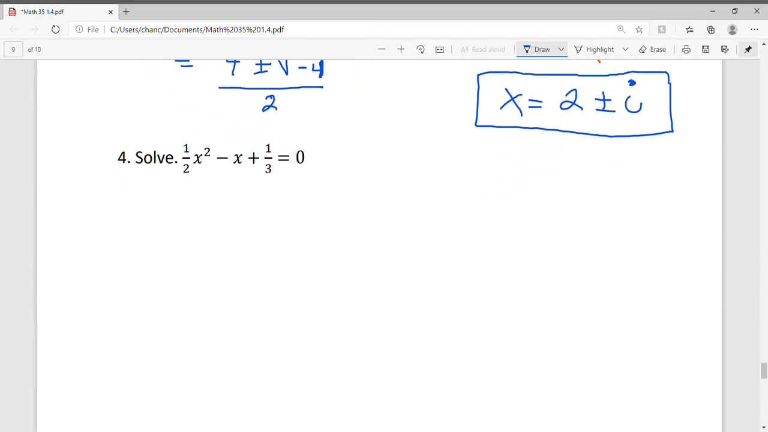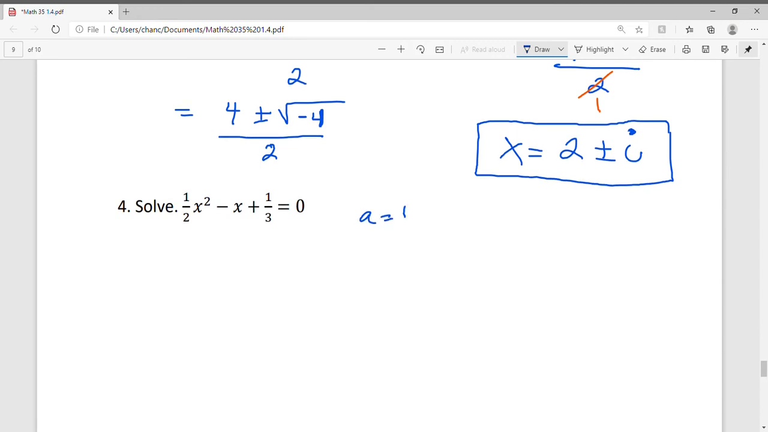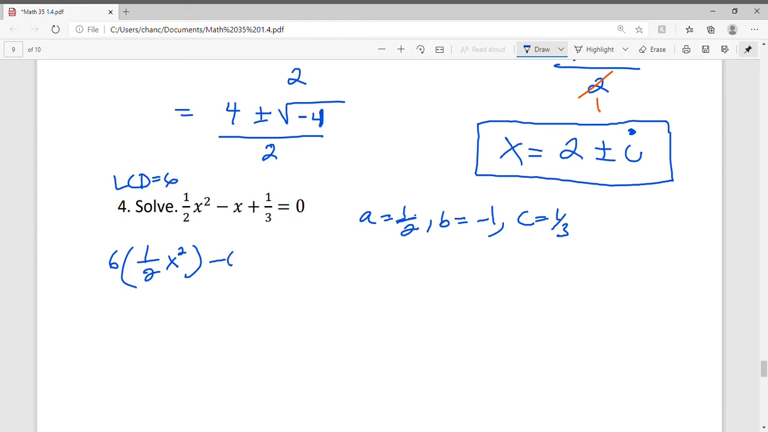Question number 4. A lot of people might feel tempted to use a equals 1/2, b equals -1, c equals 1/3. You can do this and you will get the right answer, no problems, but it's a lot harder to deal with. I would rather get rid of all of these fractions. Looking at the denominators, I know the LCD is equal to 6. So I can multiply everything by 6 to get rid of those fractions.